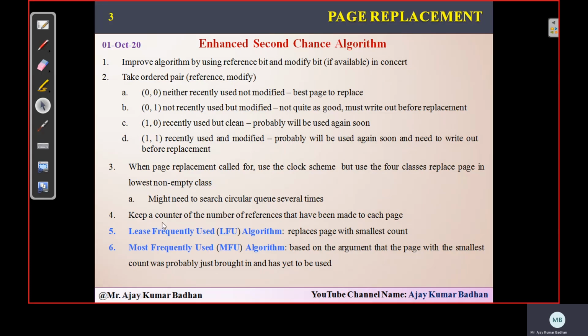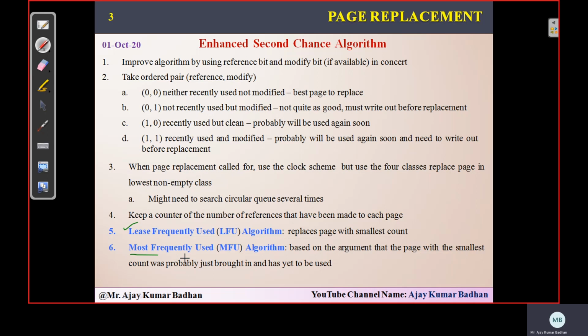That is LFU. So that comes under your LFU. Similarly, most frequently used is also related to that. Here what exactly we are going to do is replace the page with the smallest count. Here we are going to get a page which is having the smallest count into the frame, and it has not been used, it will be used. That is what we call the most frequently used algorithm.